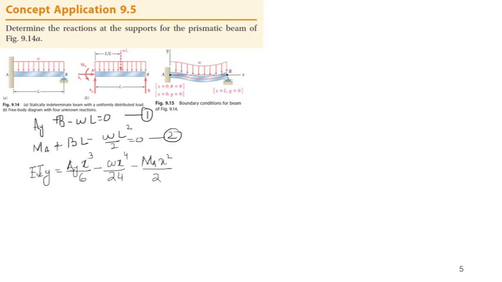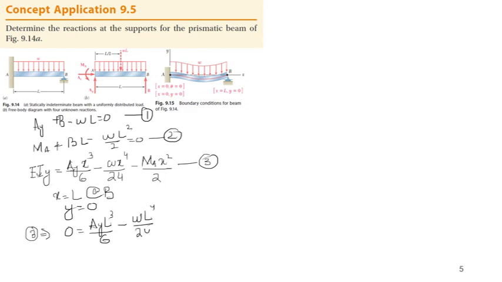Now what we have? We have at x equal to L, that is at B, the deflection is also equal to 0. So this is my equation number 3. This equation number 3 will lead me to 0 is equal to Ay L cubed by 6 minus wL to the power 4 by 24 minus MA L squared by 2.